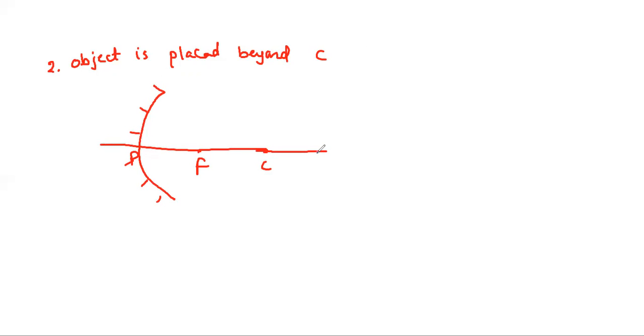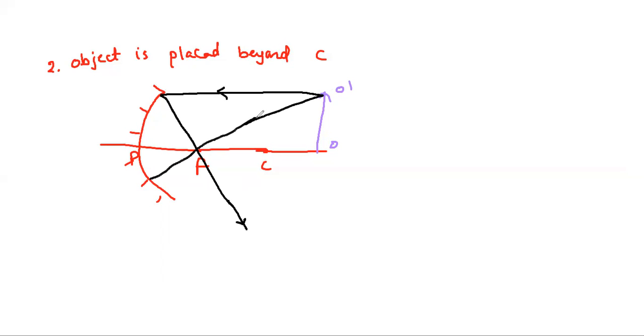Now I took the object O dash. So here I am going to take any two rays. By means of that I will get the image characteristics. And the first rule is the ray which is passing parallel to the principal axis. After reflection, it will pass through focus. This is my reflected ray. And the second rule, the ray which is passing through focus, after reflection, it will be parallel to the principal axis.